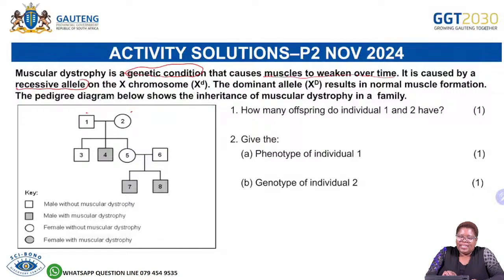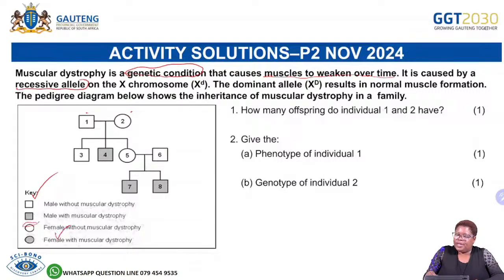Okay, the pedigree diagram below shows the inheritance of muscular dystrophy in a family. Now you go to the key again. It is given that this represents male without muscular dystrophy, and the shaded one, male with muscular dystrophy, and this unshaded circle, female without muscular dystrophy, and the shaded one is female with muscular dystrophy. In fact, you are given the answers there.